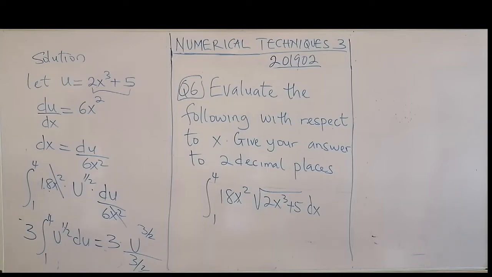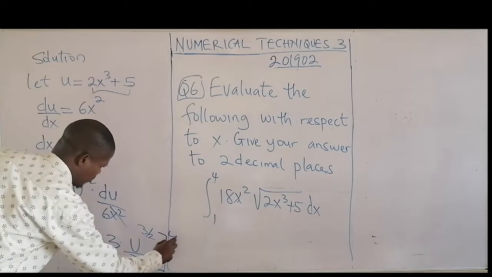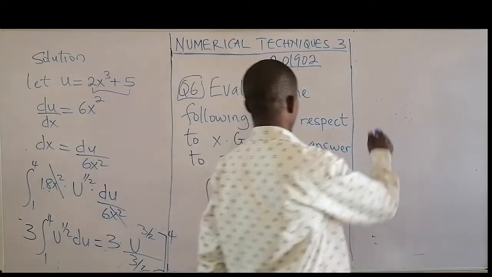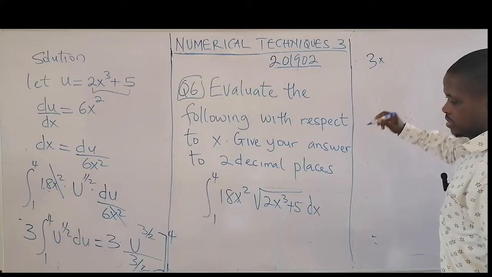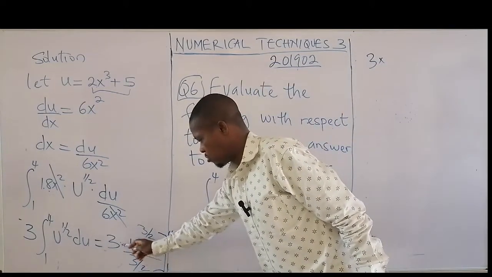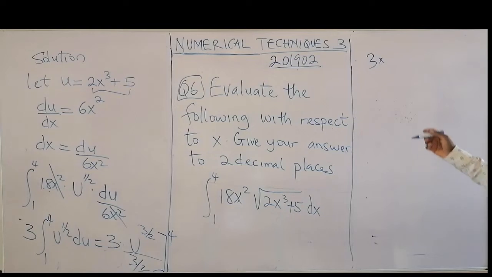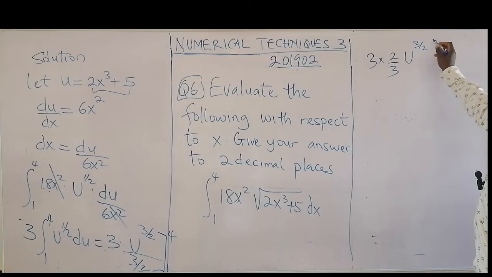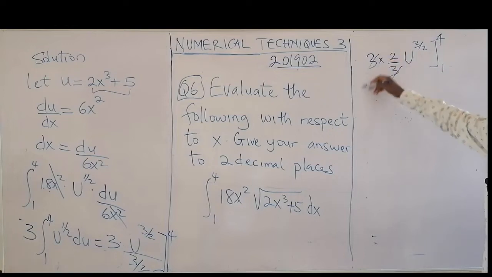Now, this is a definite integral, so there won't be plus c. Just put in your upper and lower boundaries for substitution. That will be equal to 3 times, the fraction at the bottom, when it comes up, is flipped upside down, so that will be 2 over 3, u to the power 3 over 2. The 3 cancels here, so we have 2 u to the power 3 over 2.